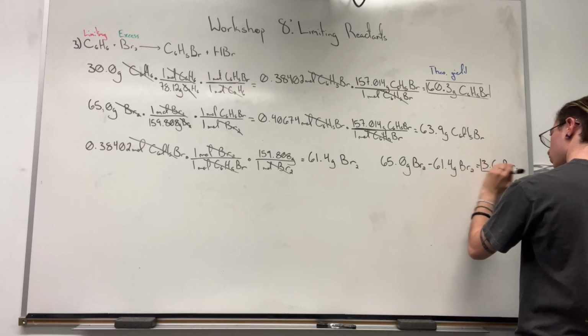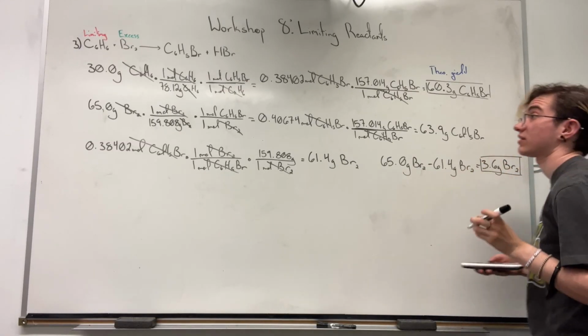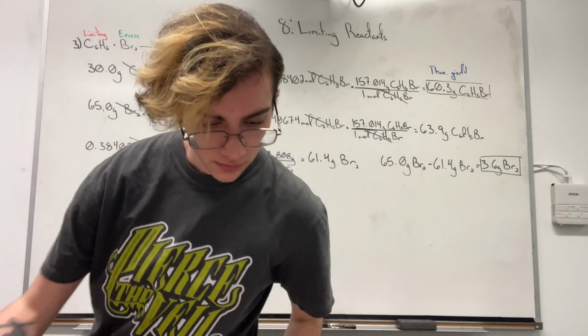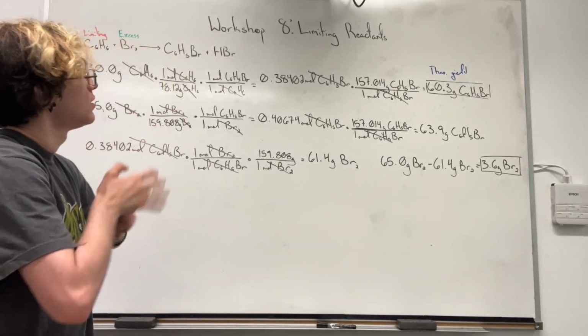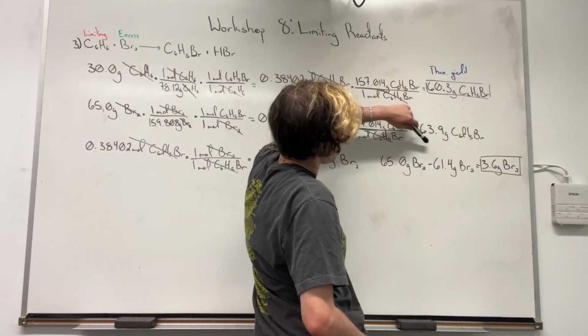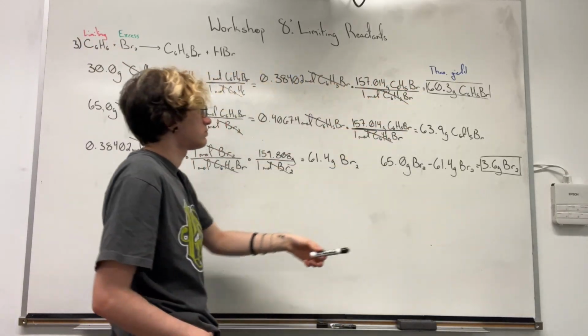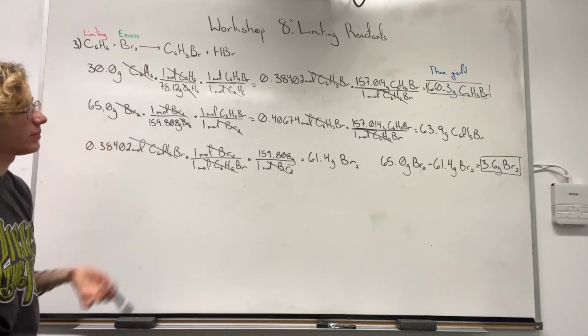I do not have the space to write excess, but we know that this is our excess reagent. So in this case, we don't have a lot of bromine left over. Our theoretical yield was very close to our excess yield, and so we know that a lot of the bromine is going to be used up in this reaction.